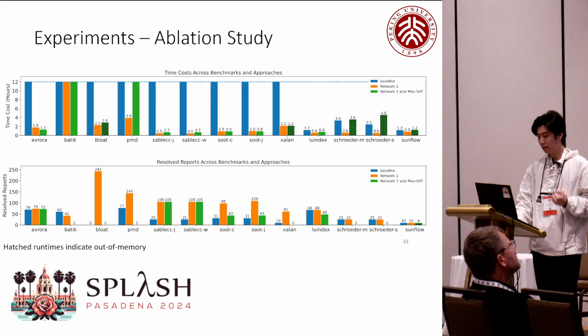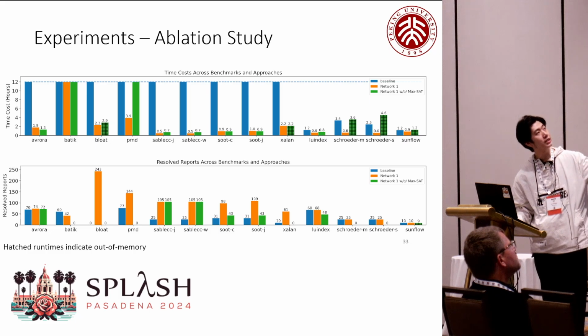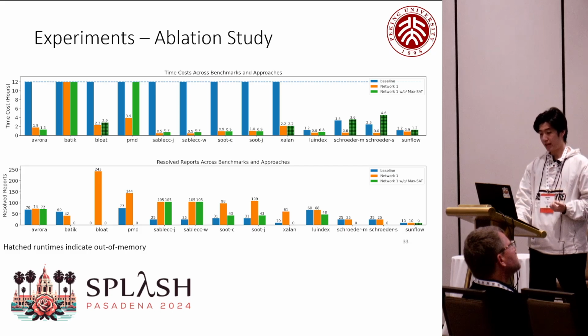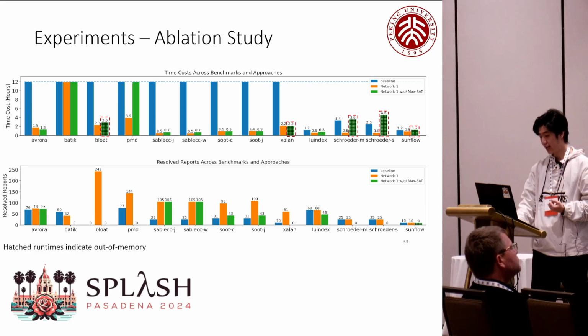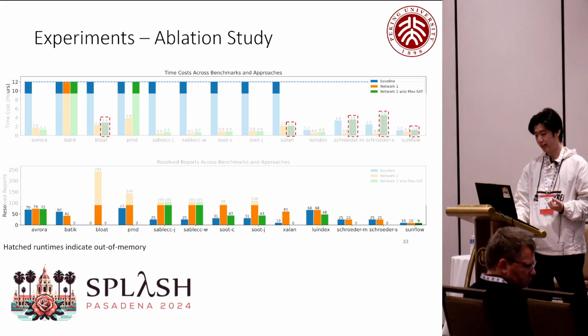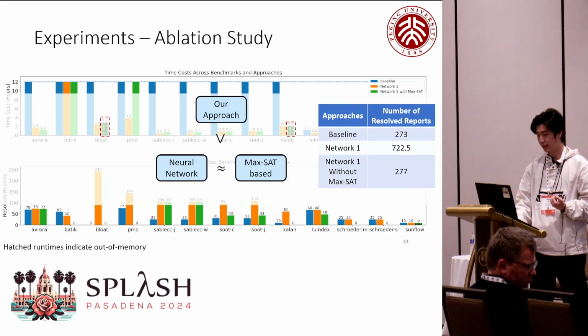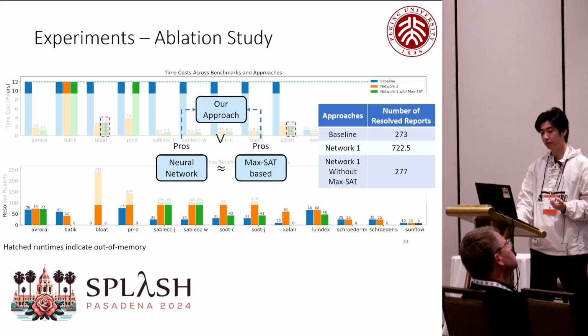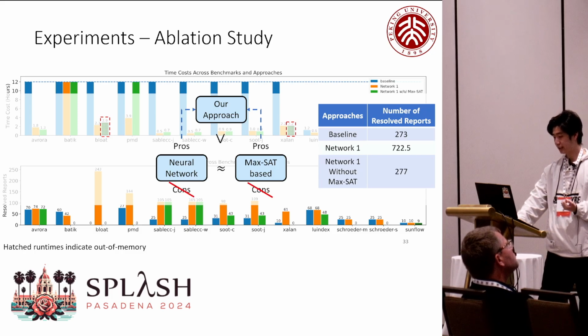And to check whether our combination of GNN and MaxSet is necessary, we run the abstraction refinement using the neural network alone without MaxSet, and the results are shown as green bars. Its results on most benchmarks are bad, and on some benchmarks, the abstractions are overly precise and even raise out-of-memory exceptions. So this proves that our combination of GNN and MaxSet is necessary, and this combination inherits the strengths of the neural network and MaxSet while avoiding their weaknesses.